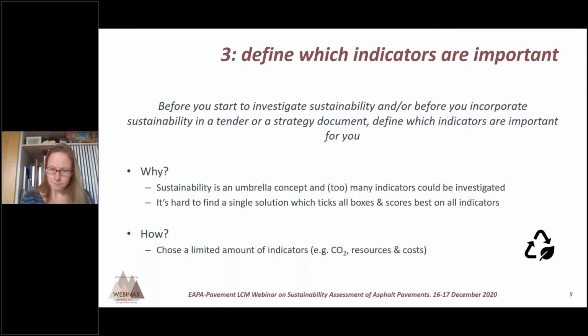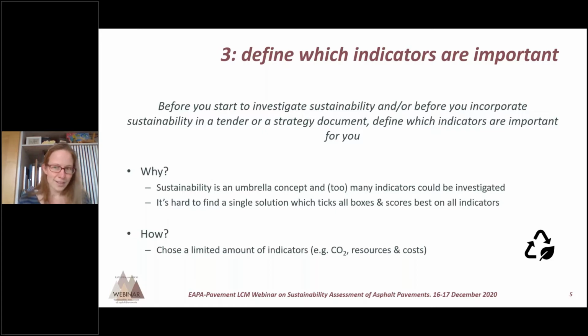And it will make your work very complex if you look at a lot of indicators. So our third recommendation would be: choose a limited amount of indicators. For example, if you're just starting, look at CO2, resources, and costs, and then work out your plan on how you're going to deal with it. Set targets. Try to look into how can we achieve these targets. How can we achieve lower carbon footprint, less resources, lower costs, or a combination of those indicators.